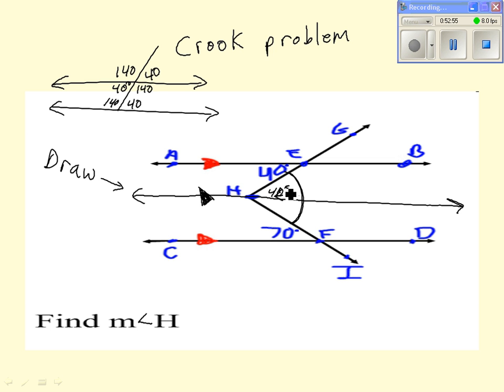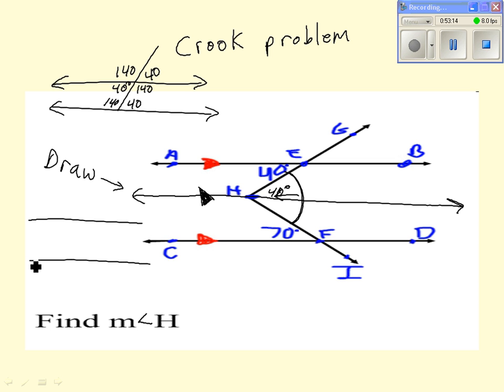Now, is that angle H? It's part of angle H. Don't say it's half of it because we're not sure about that, but it's part of it. If we find this part, then we'll know that whole crook. Once you find those two, you add them together.